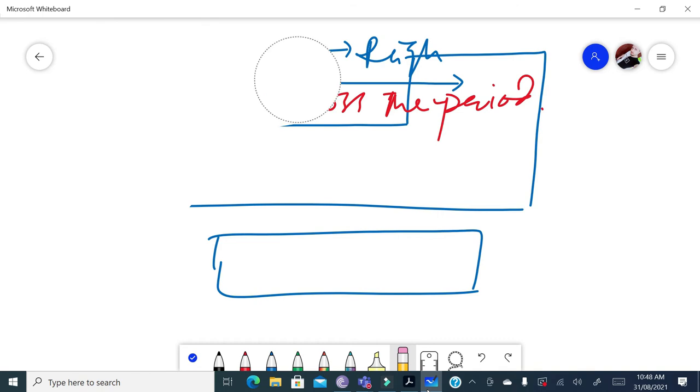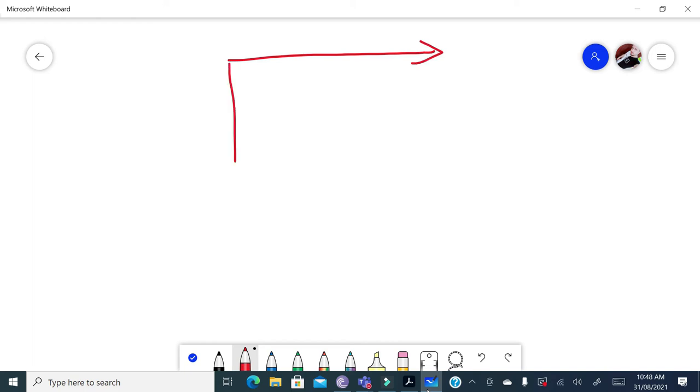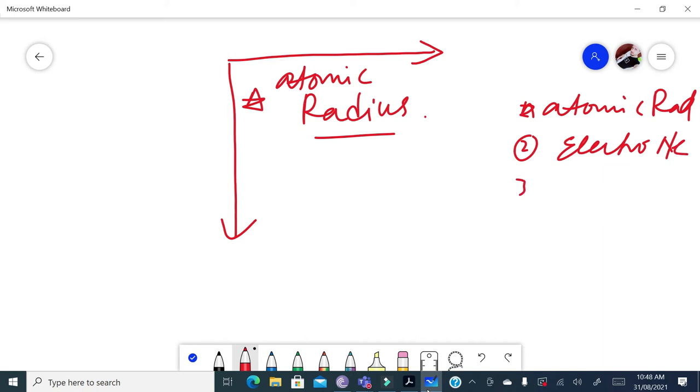Now, first of all, when I'm looking into the atomic radius, okay, so what is happening to the atomic radius? Across the period, I'll be representing it like this, and down the group, I'll be representing like this. So atomic radius, I'm talking about it right now. Okay. I told you there are 3 properties which we will be talking about. Number 1, the atomic radius. Number 2, electronegativity. Number 3, effective nuclear charge.